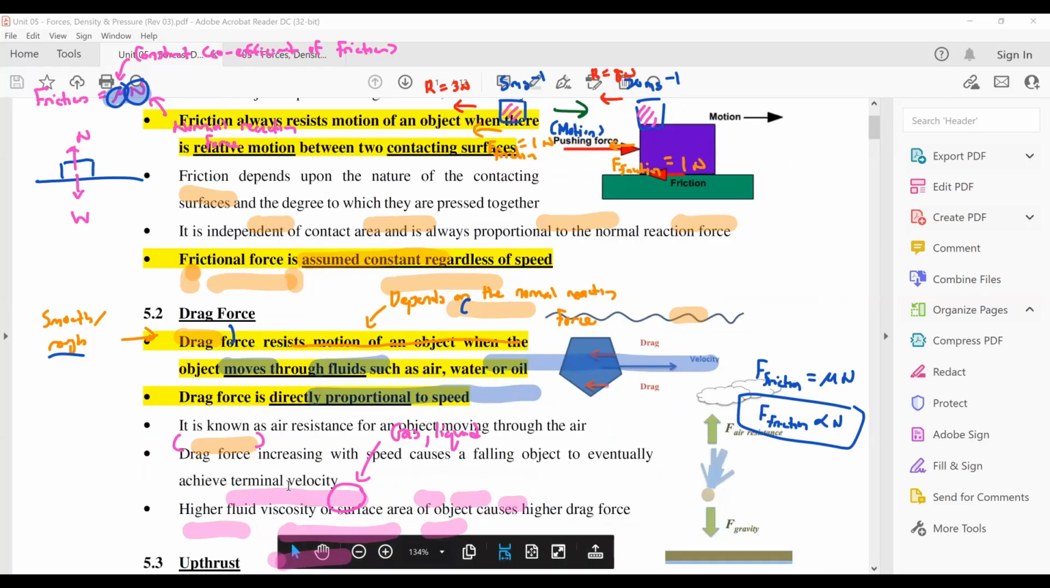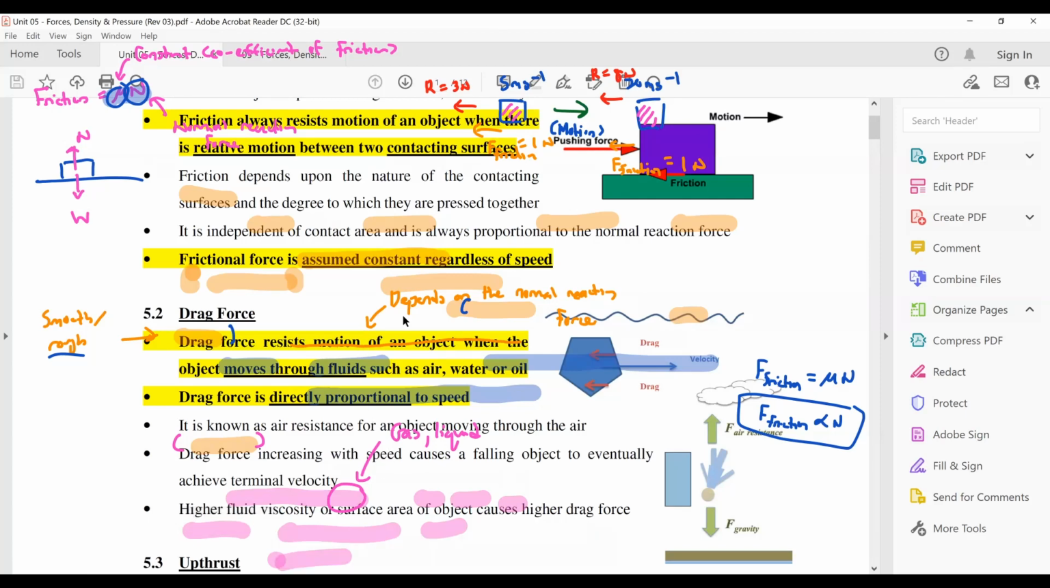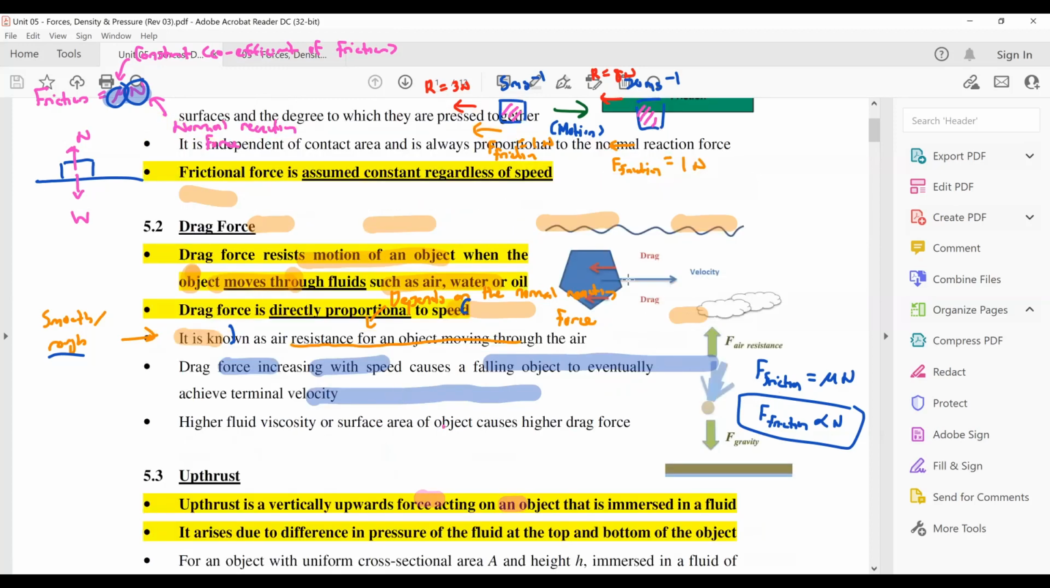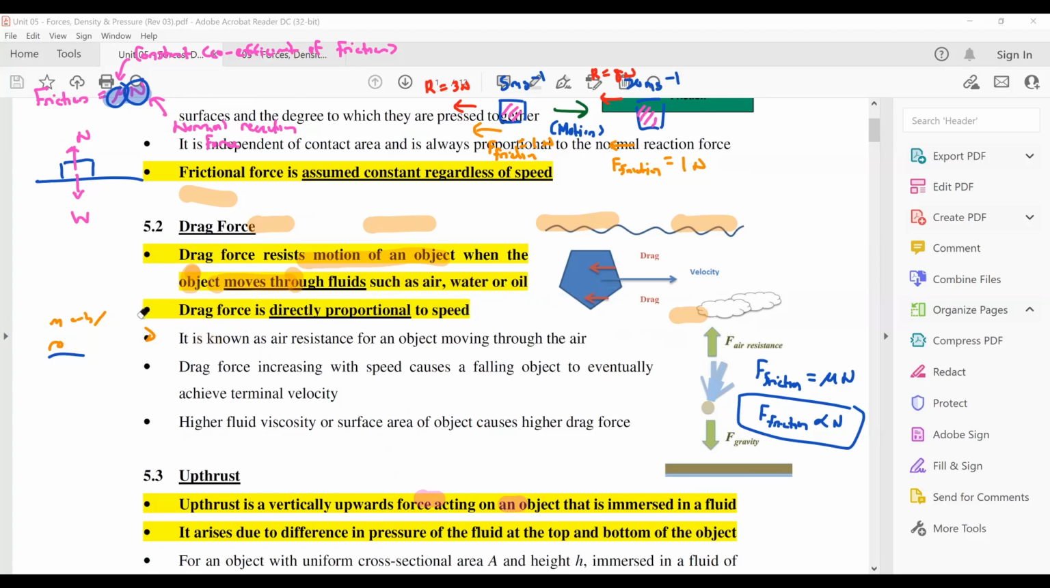Now, drag force increasing with speed is what actually causes a falling object to eventually achieve terminal velocity. This is what we went through in kinematics, how an object achieves terminal velocity, so I don't really need to explain that so much anymore. Now, what affects drag force? Drag force is affected by the surface area as well as the fluid viscosity. Let me just write out certain things.